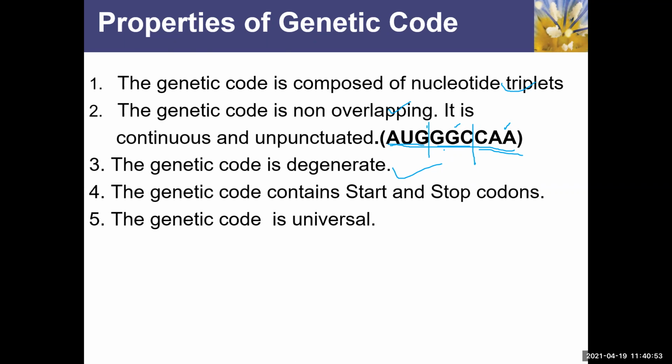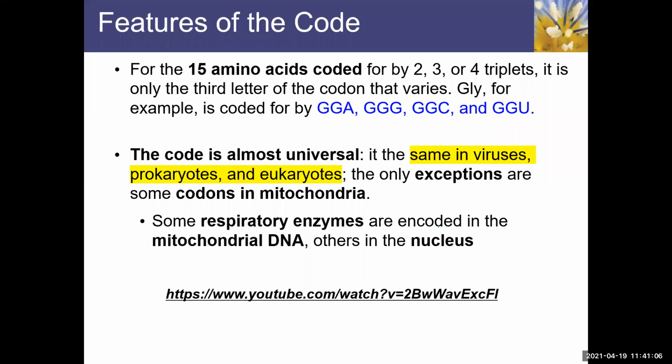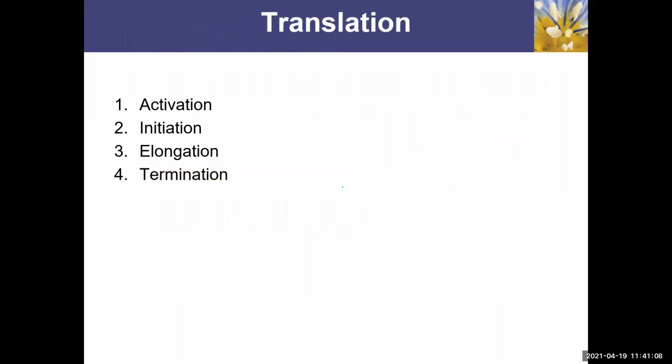And the last is that the genetic code contains start codons and stop codons, which I already explained to you. UAA, UAG, and UGA are the stop codons, and AUG is the start codon. So all this you can memorize.